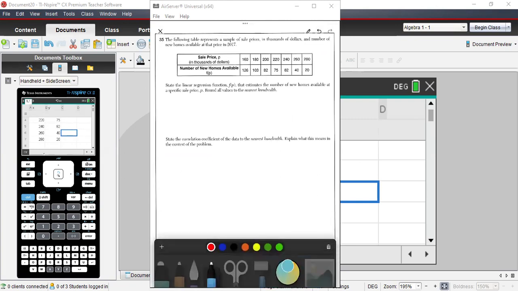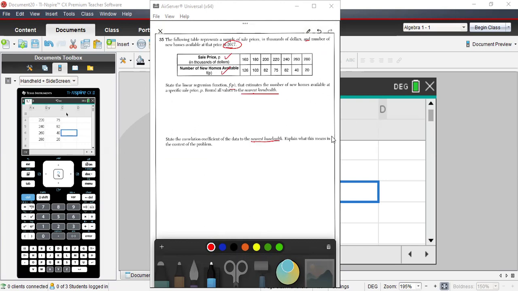So we've got a table here. It says the following table represents a sample of sales prices in thousands of dollars and the number of new homes available at that price in 2017. So we have sales price, and then we have the number of new homes. It says state the linear regression f of p that estimates the number of new homes available at a specific sales price. Round all the coefficients to the nearest hundredth, and we're also going to do the correlation coefficient, and we're going to round that to the nearest hundredth.